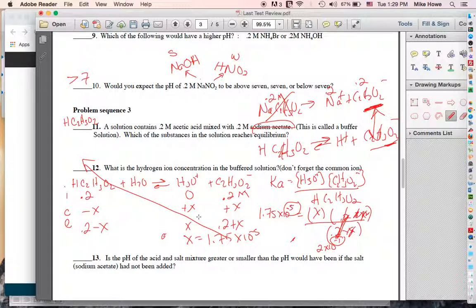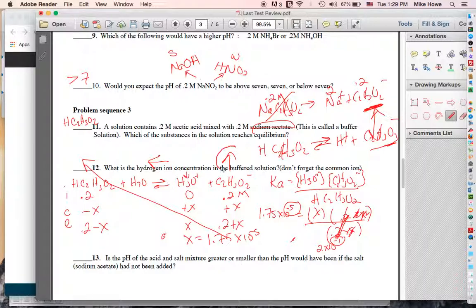Okay, now is the pH of the acid and salt mixture greater or smaller than the pH would have been if the salt hadn't been added? So when I added this salt, that caused an increase in that, which caused the equilibrium to move this way. If equilibrium goes left, what happens to the hydronium ion concentration? Right here. Will it go up or down? Well, it's going to go down, isn't it?